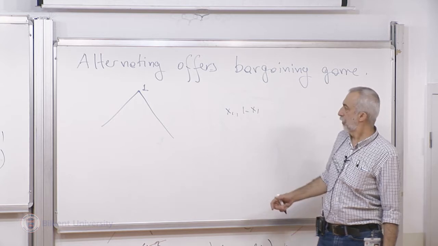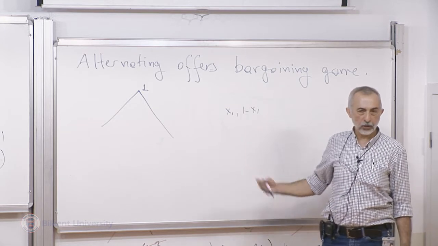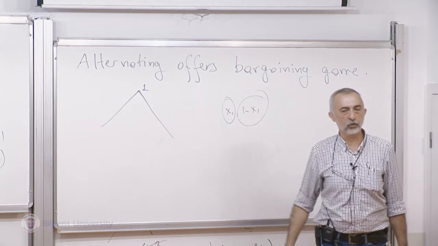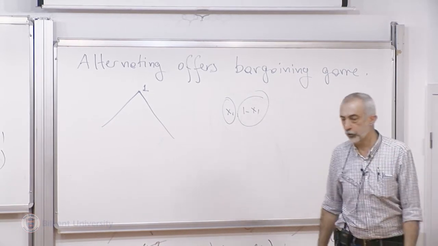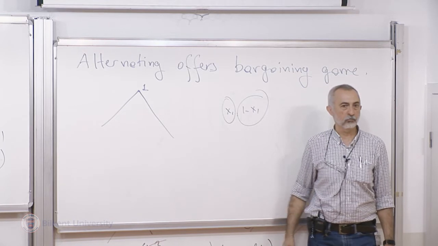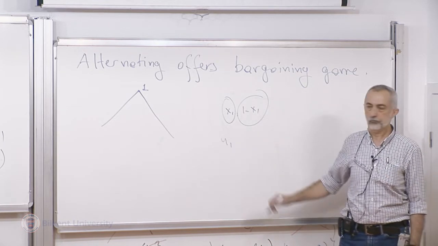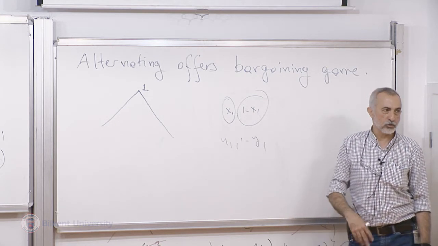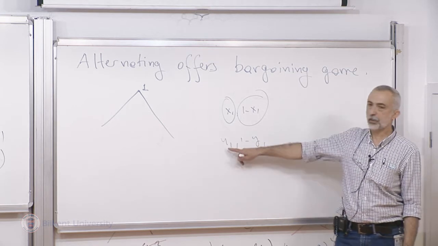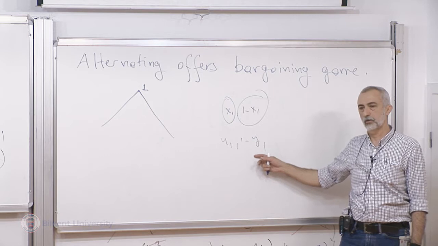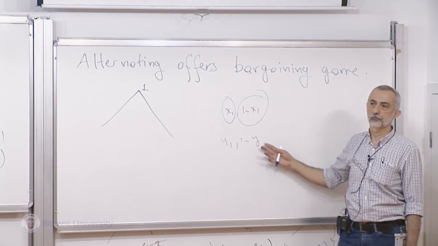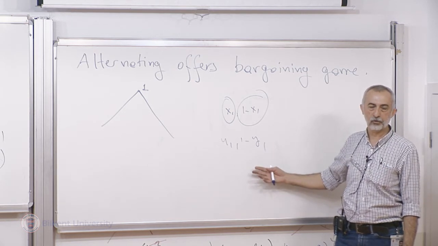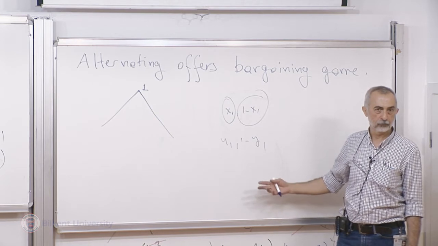Okay. So then player 2 can accept this offer. If he accepts, player 1 will get x1 units, and player 2 will get 1 minus x1 units. If player 2 rejects this offer, he makes a counteroffer saying that you should get y1 units, and hence I will get 1 minus y1 units. Then player 1 can either accept or reject. If he accepts, player 1 gets y1 units, and player 2 gets 1 minus y1 units. If he rejects, then player 1 makes an offer, and the game continues in this manner.